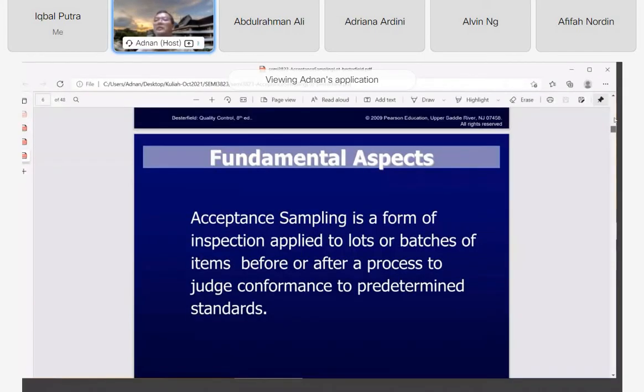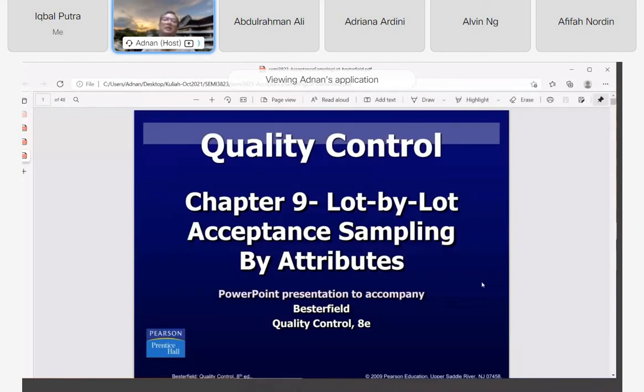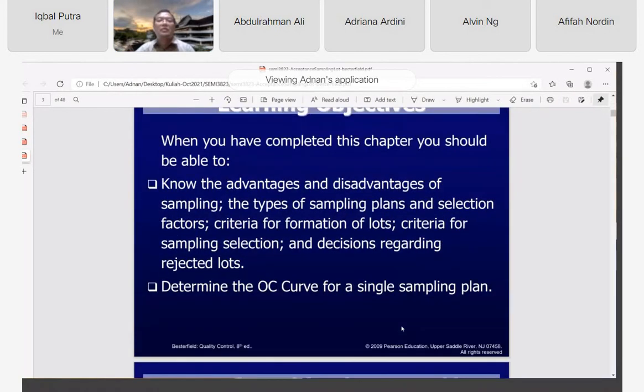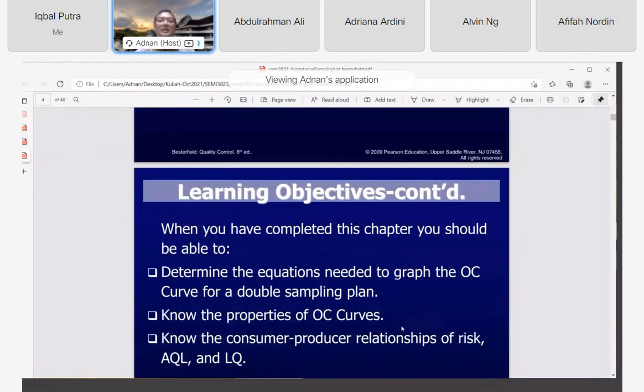Okay, I go back to the slide. This is what we call lot by lot acceptance sampling, where we make decisions based on a sample. Sampling here is by attributes. We already know what is an attribute. So the sampling that we are discussing is based on attributes. On this outline, I just skip. You can go and read on your own the objectives and so on.